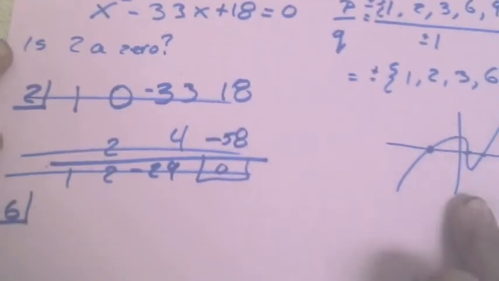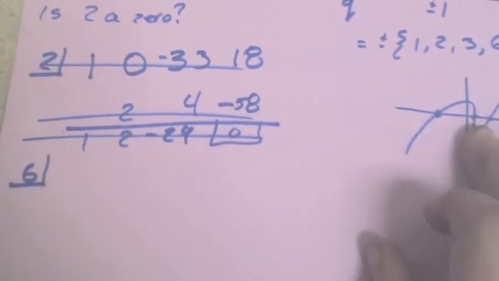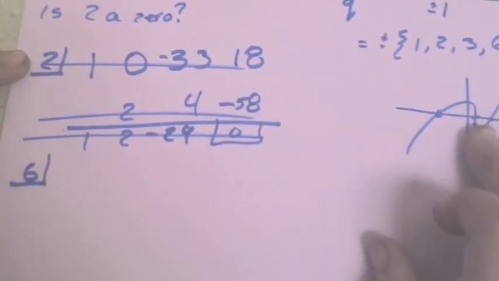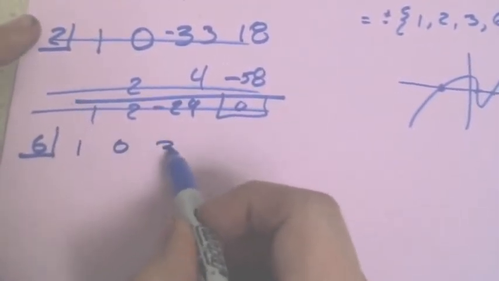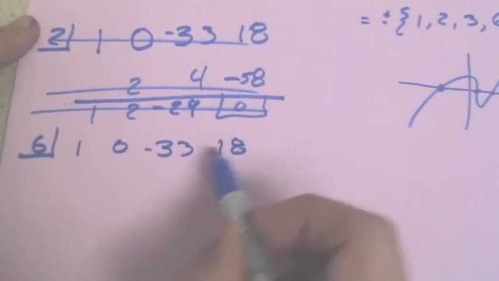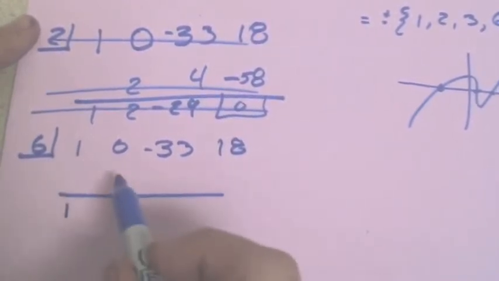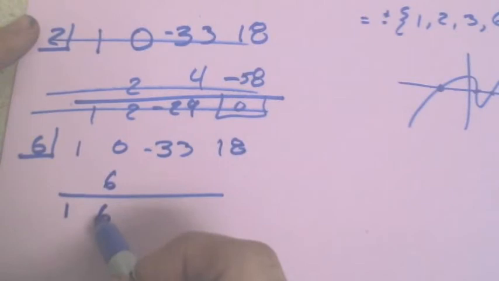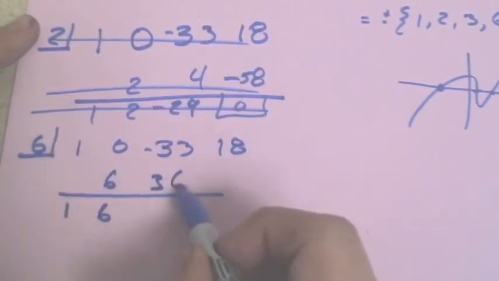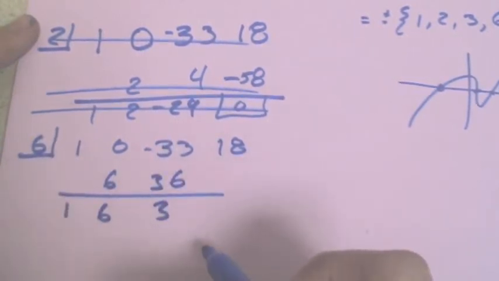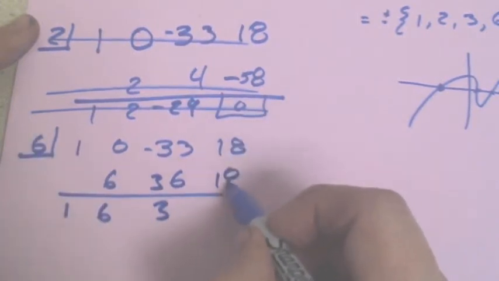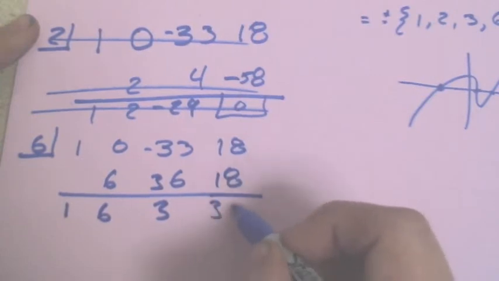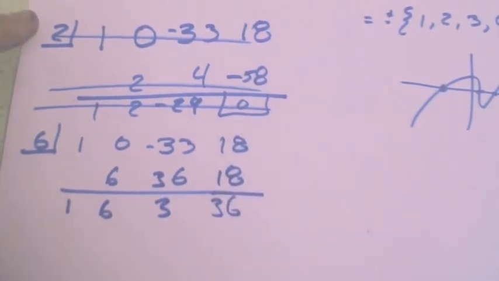The graph isn't really nice though. If we looked at the graph and it didn't cross anywhere near 2, we wouldn't try 2. But let's try the 6. So 1, 6, 6, 36, 3. Oh, that almost wants to work. 6 and 3 is 18. And that's 36 again. So that didn't work, but it seemed to be trying to.